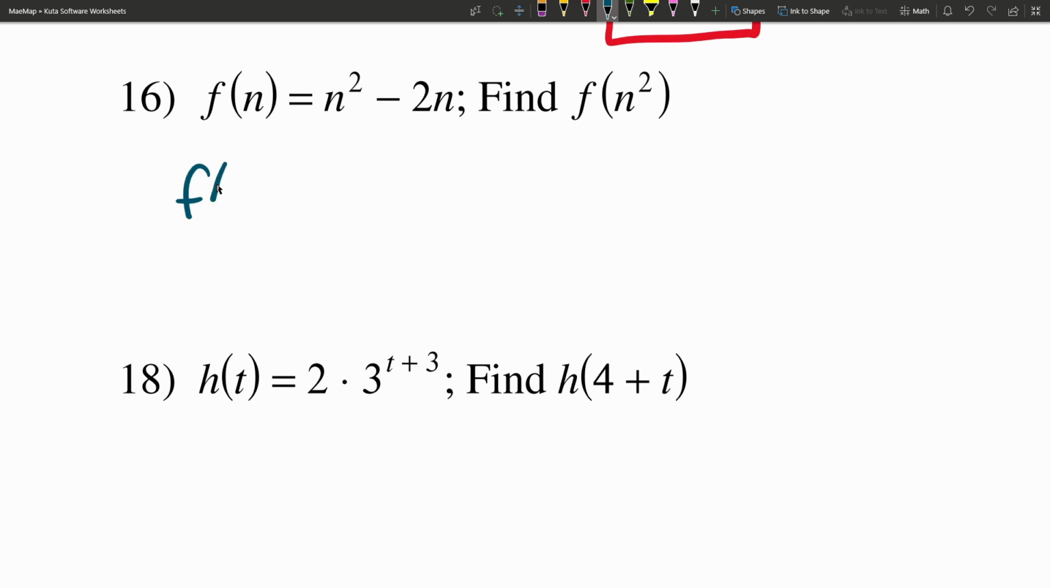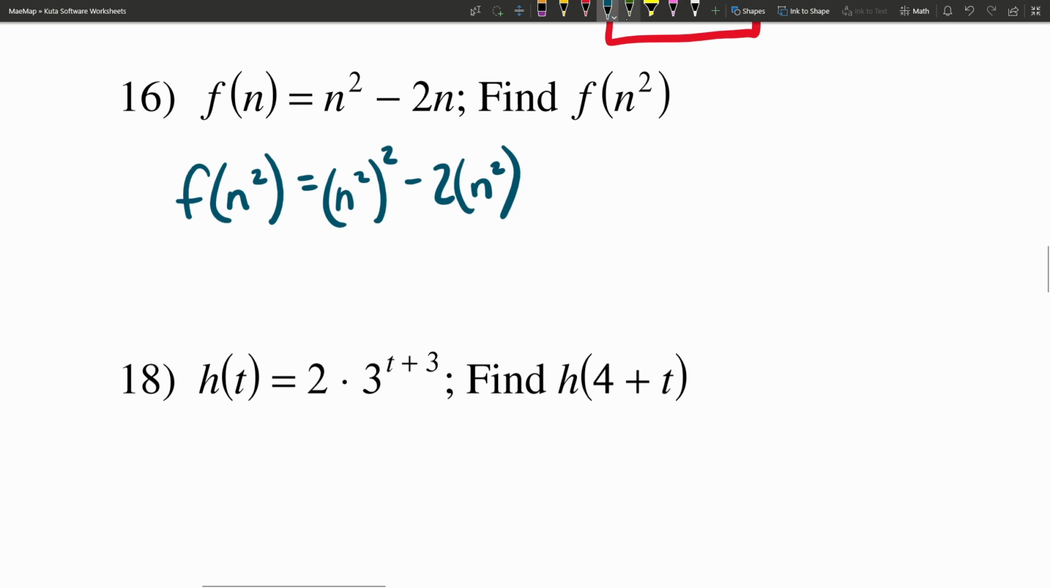What we want to find is f of n squared. So everywhere there's n in my original function, I'm plugging in an n squared. So I have n squared squared minus 2 times n squared. Again, everywhere there was an n, I plugged in an n squared. N squared squared. What do we do to those exponents? Remembering our properties of exponents, we multiply them together.